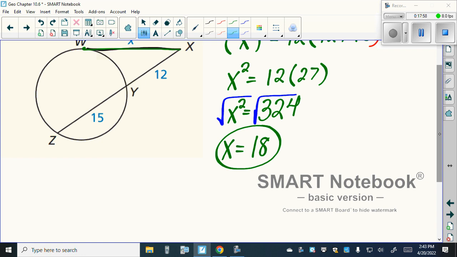No, because the square root of x squared, these will cancel each other out. Because when we take the square root, we're looking for what times itself is going to be that. Because x squared is x times x, so we get x. And 18 times 18 is 324. Any other questions on this here?